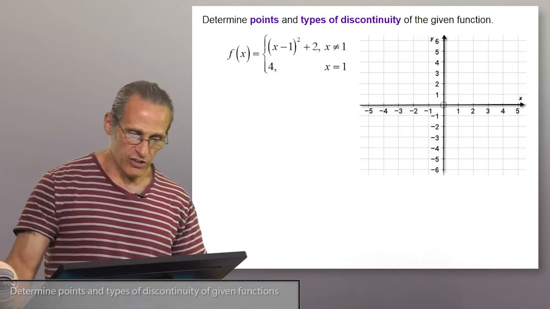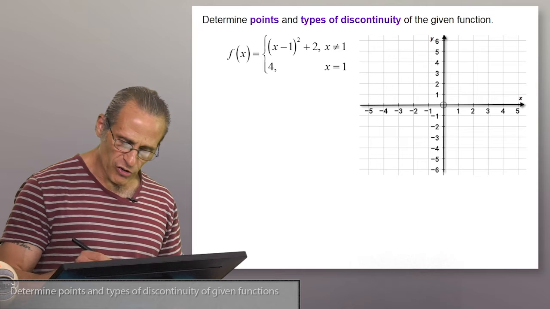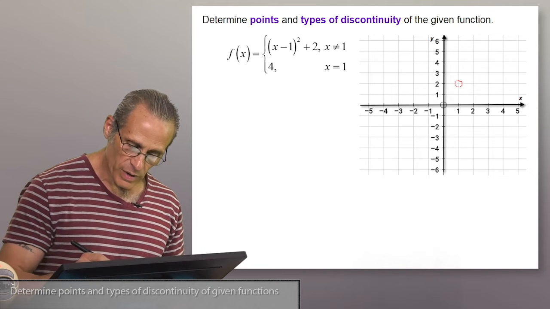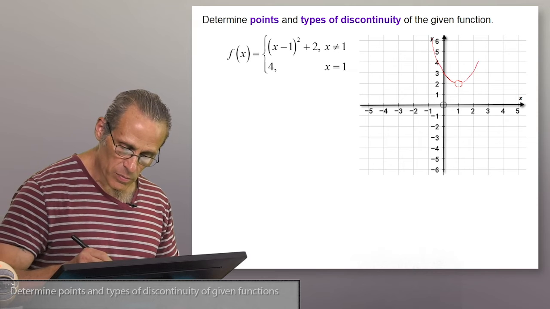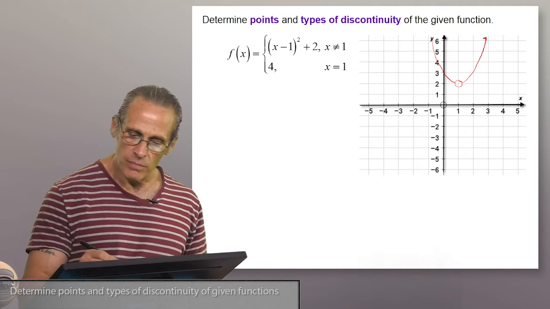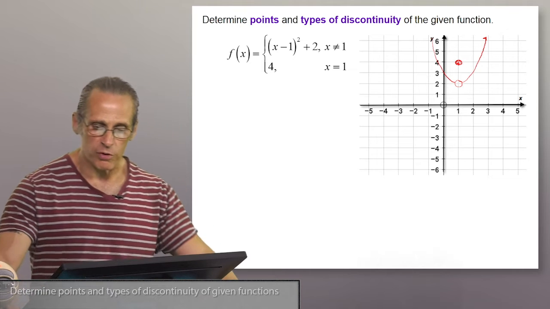For the second discontinuity, what we're going to do is take a look at a parabola again. It's the same parabola we had a moment ago. It's just that now this parabola is defined everywhere but at 1. And at 1, well, the output is 4. And it almost seems like we've removed a point from the parabola.